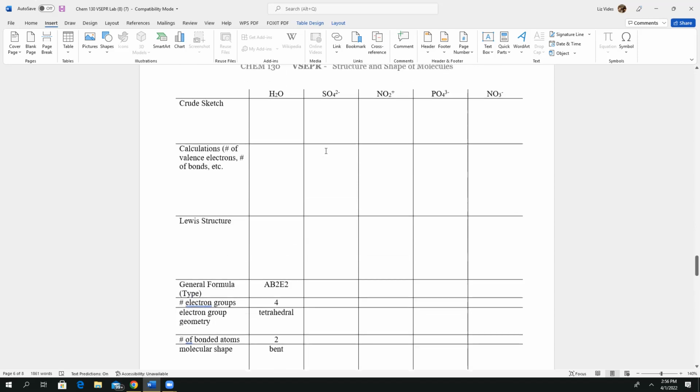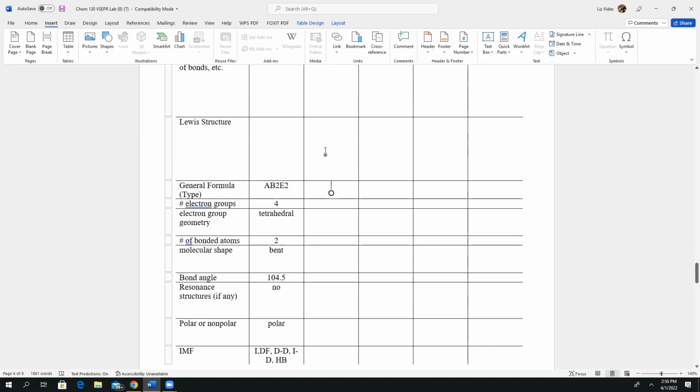Next one we have is SO4 negative. So with SO4 negative, we have an AB4, which means we have four of those. I'm just going to copy this word. It's easier. And all four of them are going to be bonded. This is also tetrahedral. The bond angle is 109.5. There are no resonance structures.